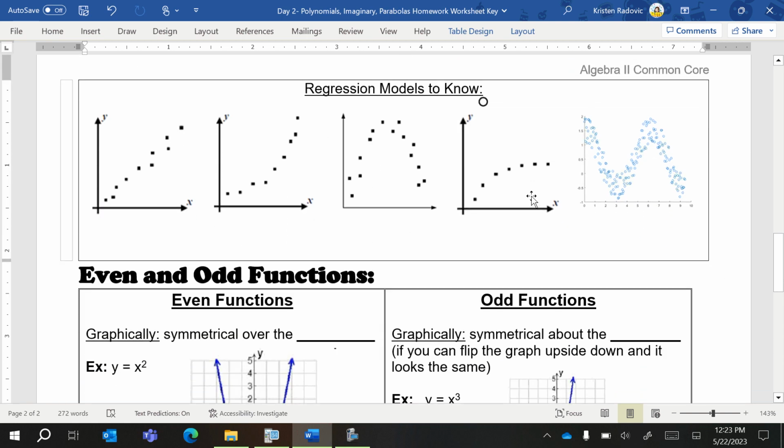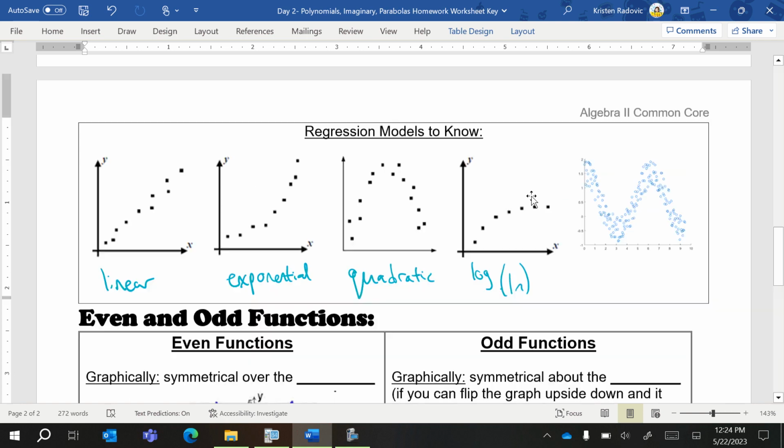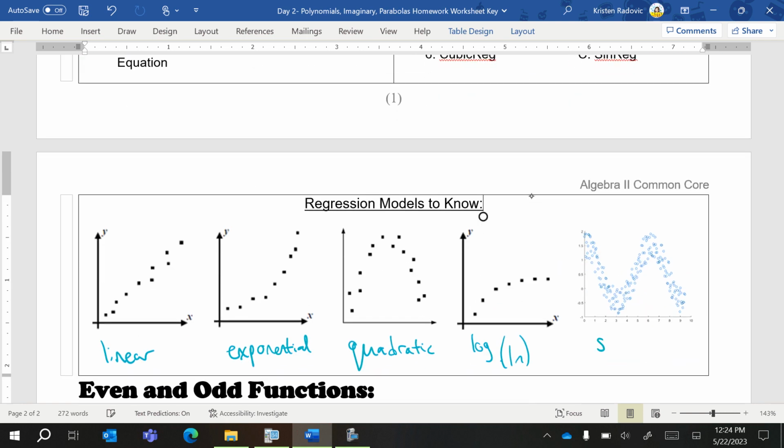Regression models to know: this is a linear regression, an exponential, quadratic, because it looks like a parabola. This is a log regression, or LN. Remember, LN is a log with a base E. And this one, it actually looks like a trig function, right? Yeah, maybe. It starts at the max, so this is actually cosine, not that you need to know that, but it would be a trig regression, which your calculator says is SINREG for trig.